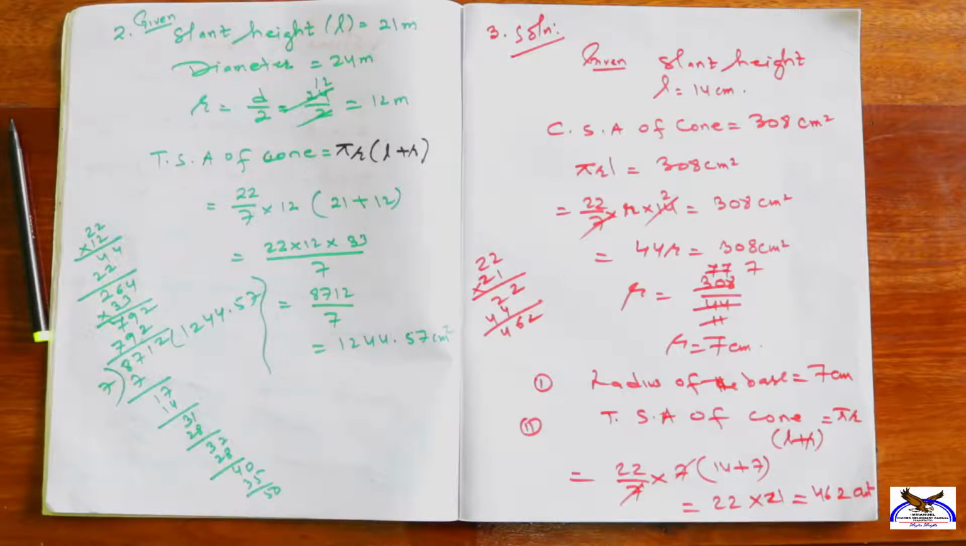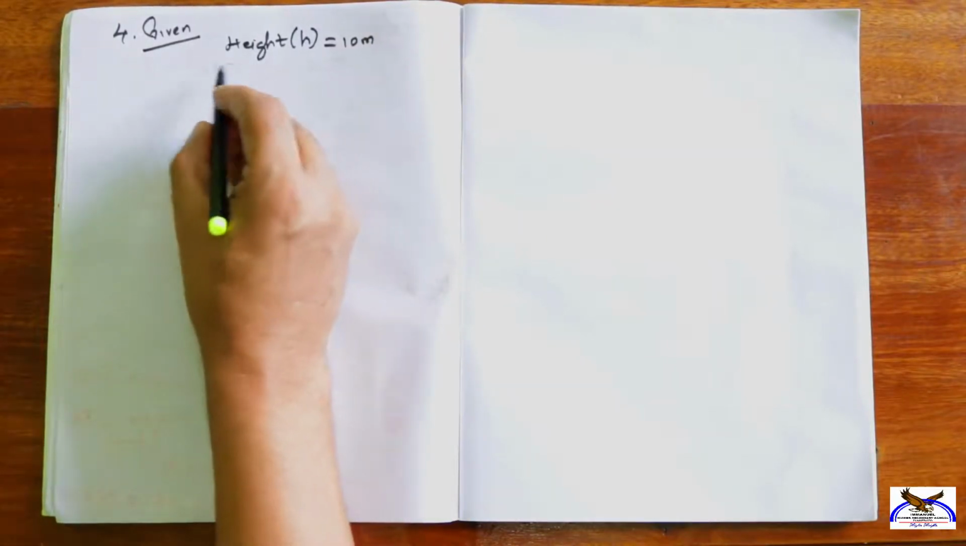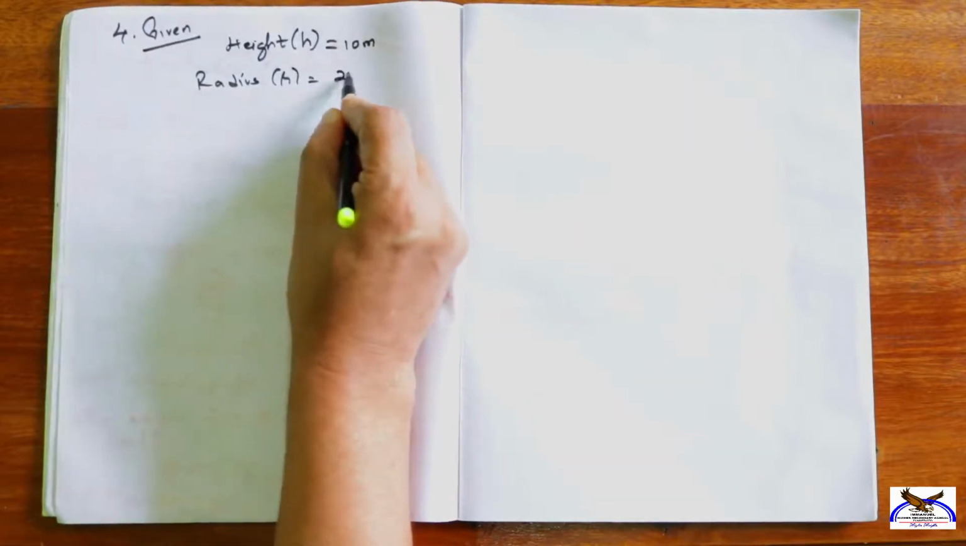A conical tent is 10 meter high and the radius of the base is 24. Find the slant height of the tent, and the cost of canvas required to make the tent if the cost of 1 meter square canvas is rupees 70. So height is given, radius is given. Height is 10. Radius is 24.